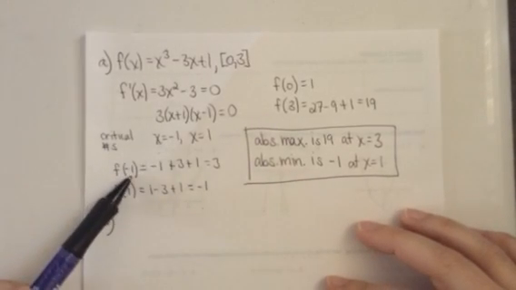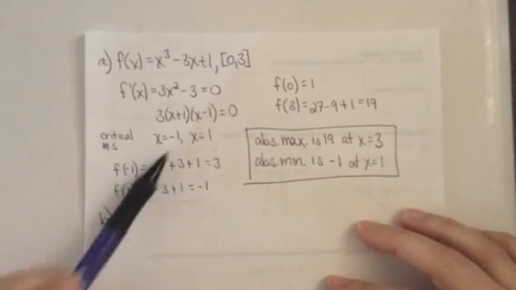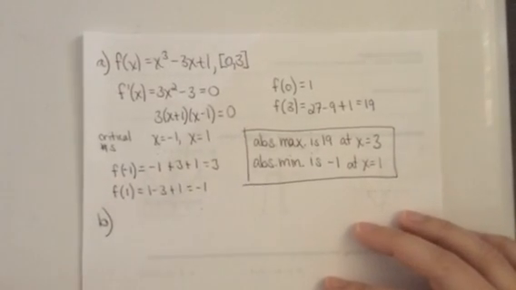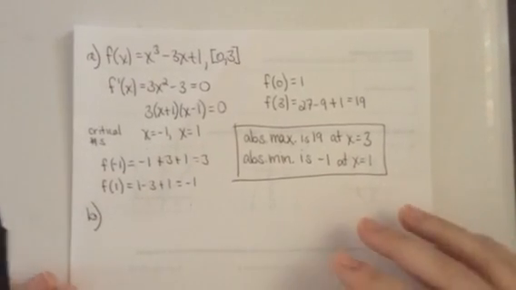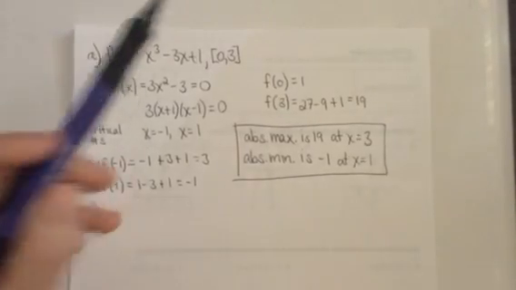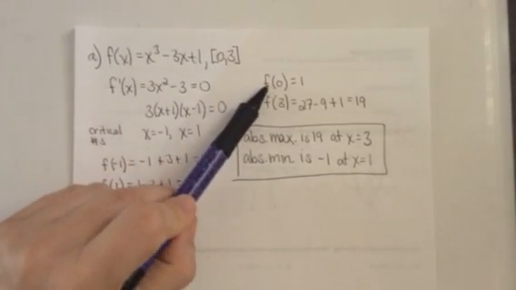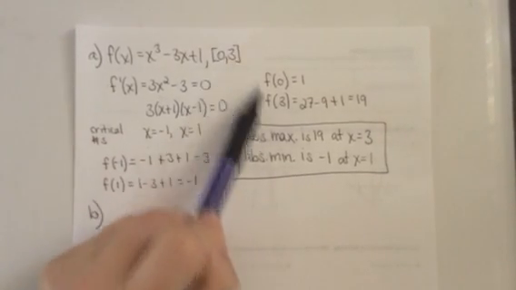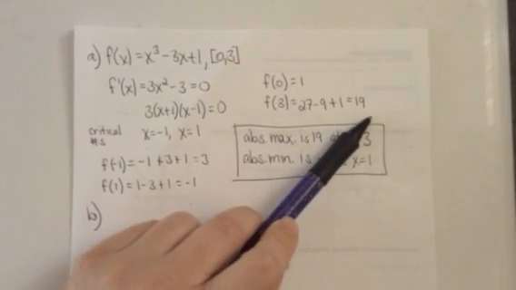So I plugged the -1 into f here and I got 3. I plugged the +1 into f here and I got -1. Step 2 says find f of a and f of b. Well, a and b are the endpoints of the interval. So f of a, I plugged in 0 and I got 1, right? F of b, I plugged in 3 and I got 19.